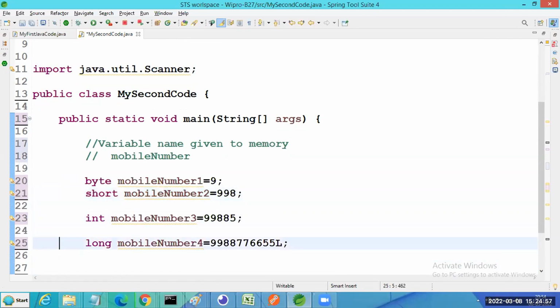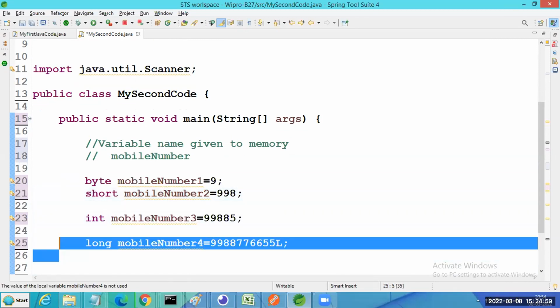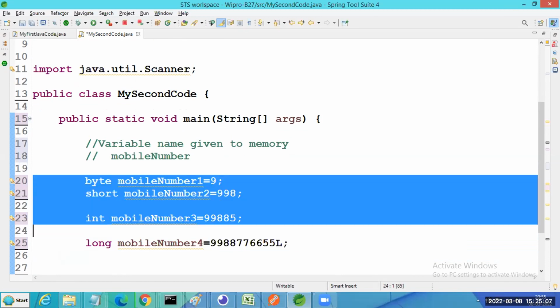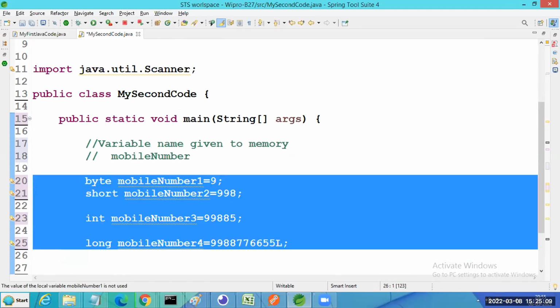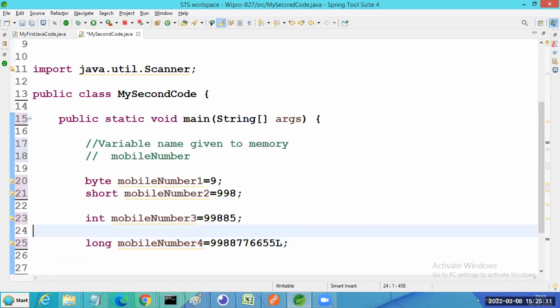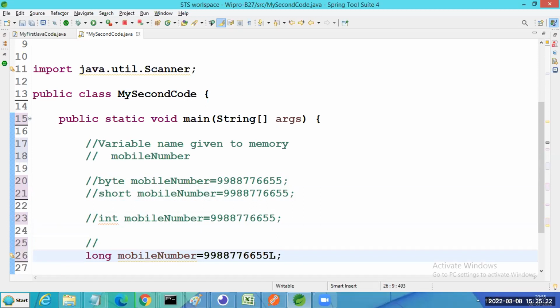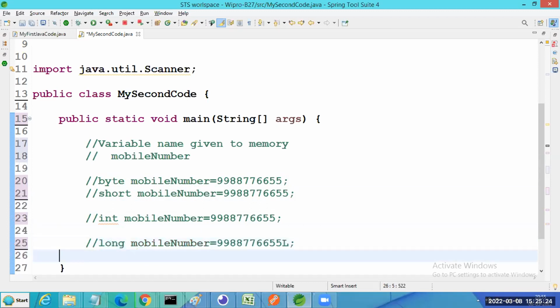So for mobile number, what do we have to take? Long, sir. Now, why should we take long only? Why not int? Why not short? Why not byte? All of them store integer only. Fine, so let us understand that. First I will write all that as it is.